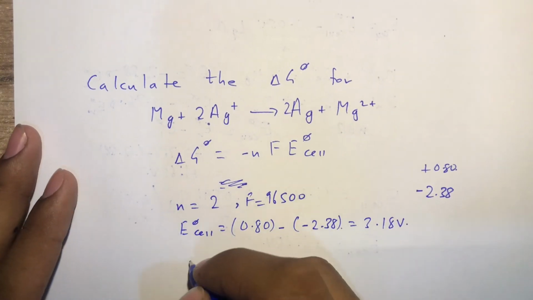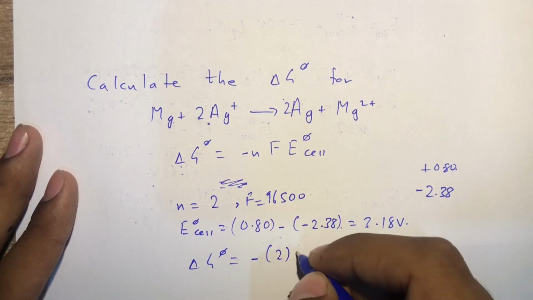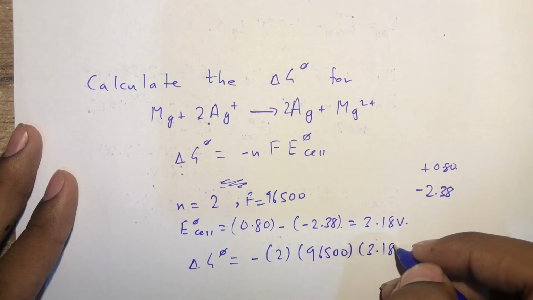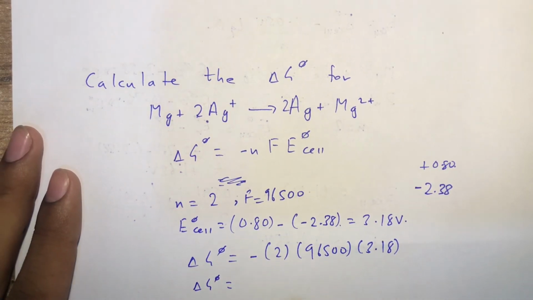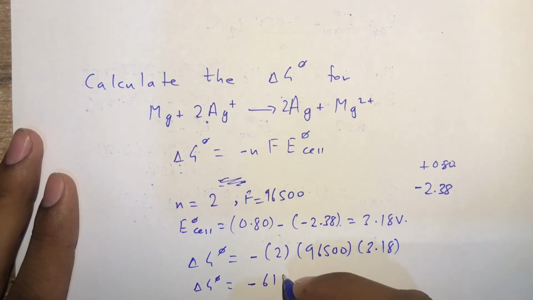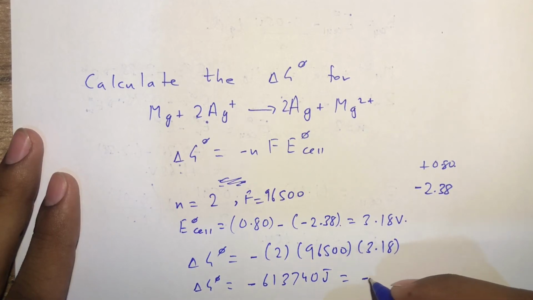So delta G naught will be equal to negative 2 times 96,500 times 3.18. So delta G naught is equal to negative 613,740 in joules, and it's negative 613.7 kilojoules approximately.